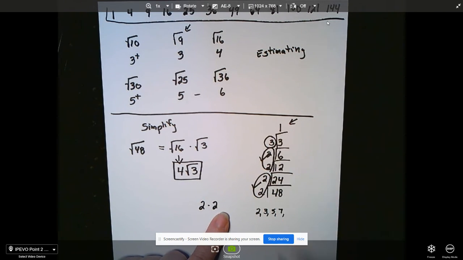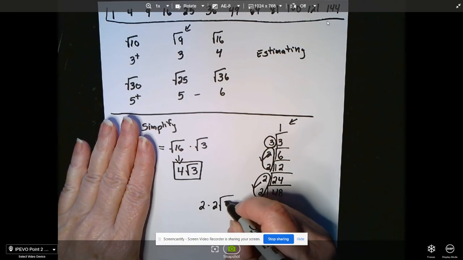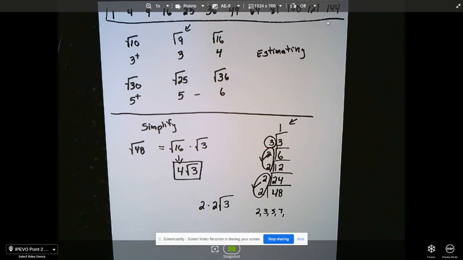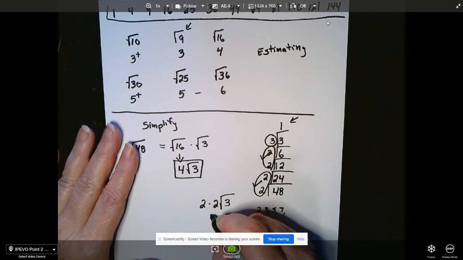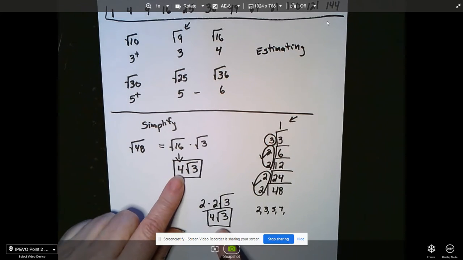But this 3 here doesn't have any friends, so this 3 cannot come out of the radical. It has to stay underneath the radical. Well, 2 times 2 is 4, so this is 4 times the square root of 3. So you can see I get the same exact answer no matter which way I do it. Pick whichever way you are more comfortable with.